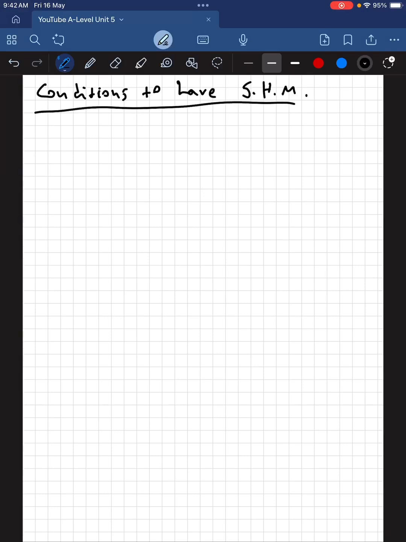Now, let's go talk about the conditions to have simple harmonic motion. So what are the conditions needed to have oscillations like that, and especially simple harmonic motion? So the first one is that the acceleration must be proportional to the displacement.